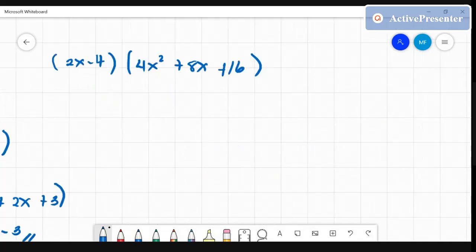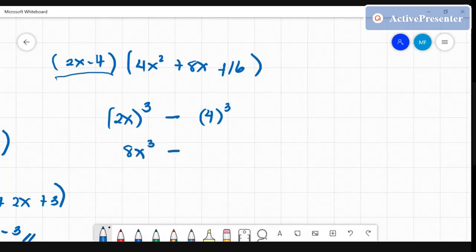The next one is an example of product of binomial and trinomial. So the given trinomial in this activity is an example of a perfect square trinomial. Okay, so therefore let us focus on the given binomial. So we have 2x minus 4. Then let us have the cube of the first term of the given binomial, 2x cubed, then cube of the second term of the binomial, 4 cubed. Then copy the sign of the given binomial, minus. So we have, what is the cube of 2? We have 8x cubed minus the cube of 4, which is 64. Therefore, this will be our final answer in this number.